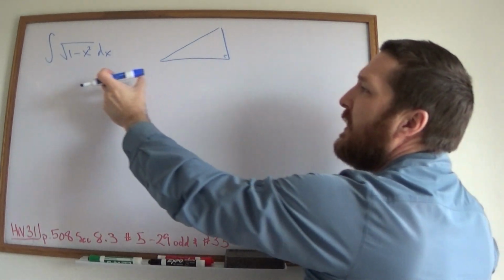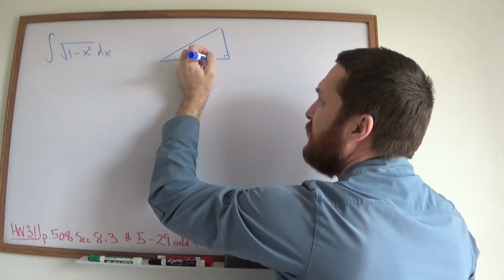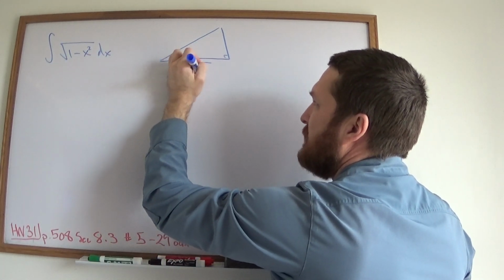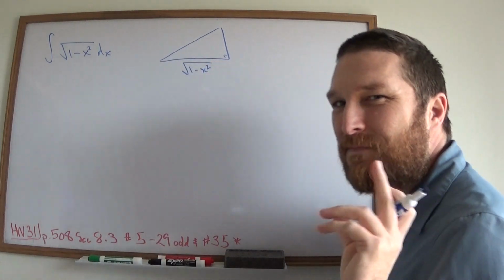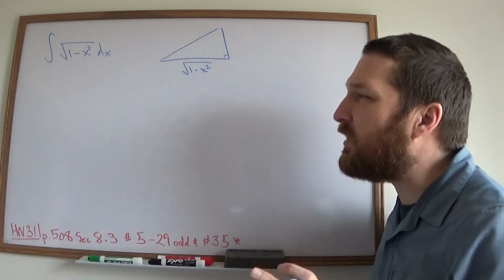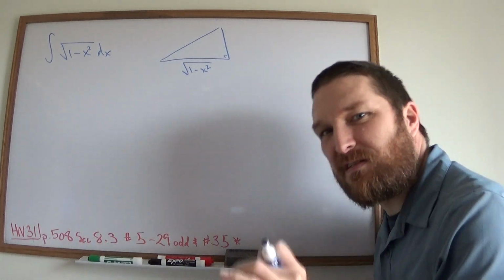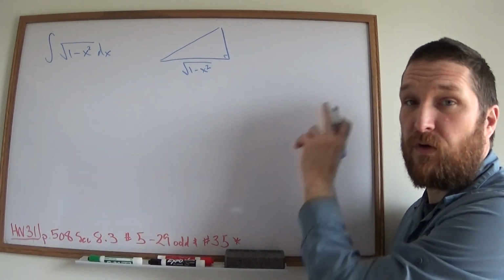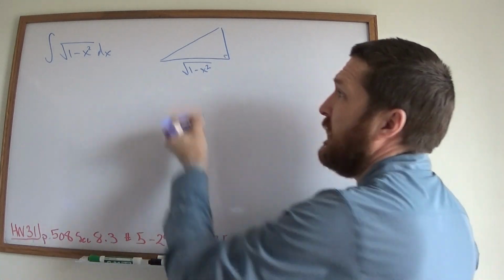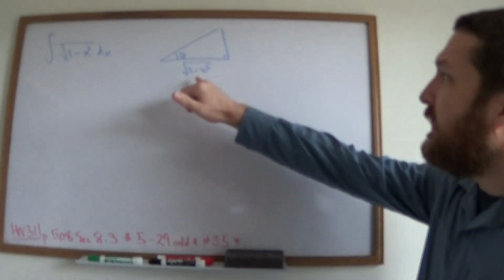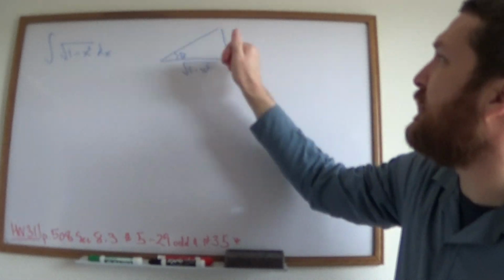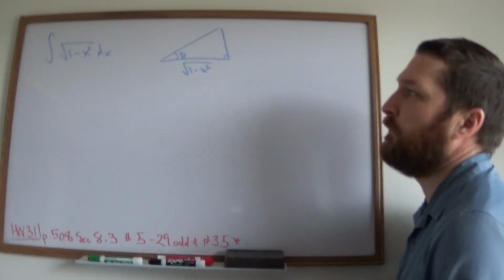So I'm going to let this thing, the root with the stuff in it, be one of the sides. And it does not matter which side. This is another thing that I don't like about the book. The book wants you to do it a specific way. It does not matter which way you do it. And we'll see that in a minute, okay? So I'm going to let this be theta. Now that forces these other two to be something specific.